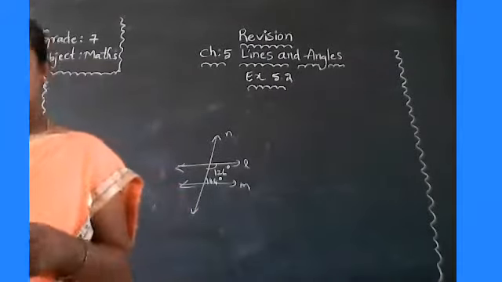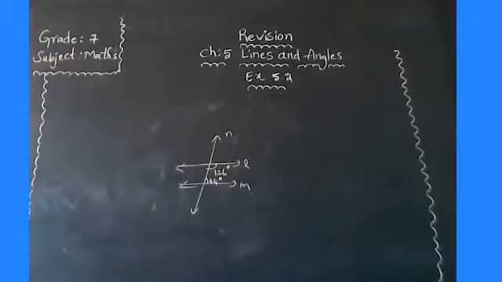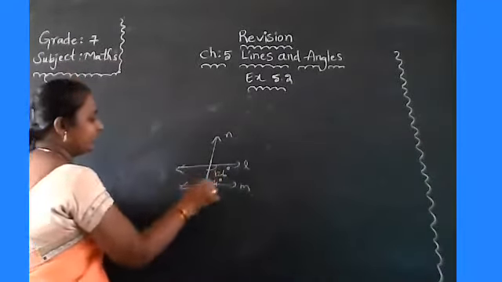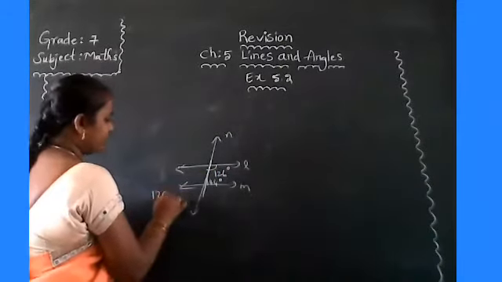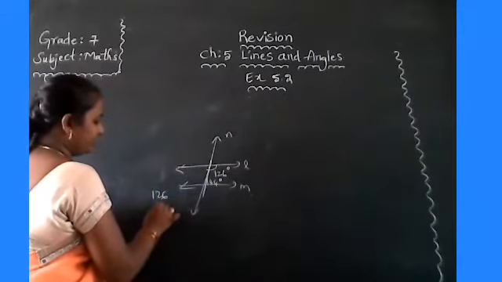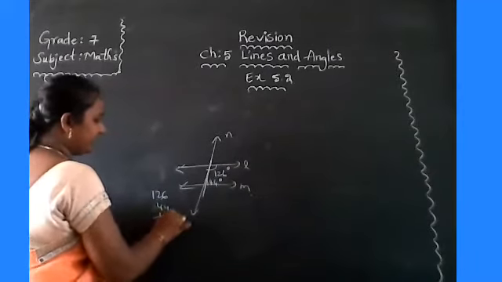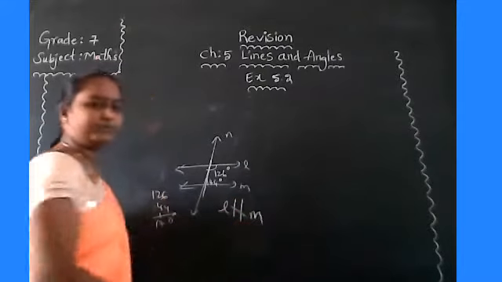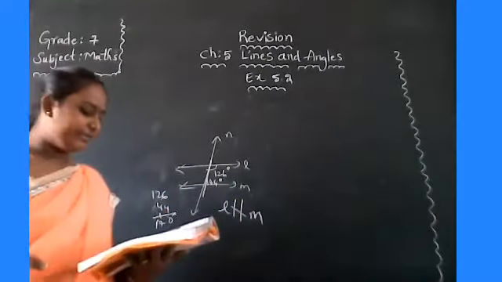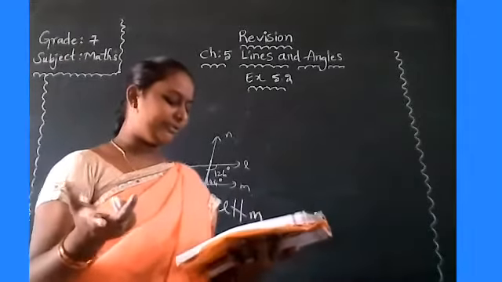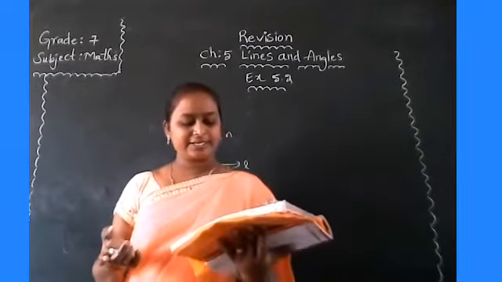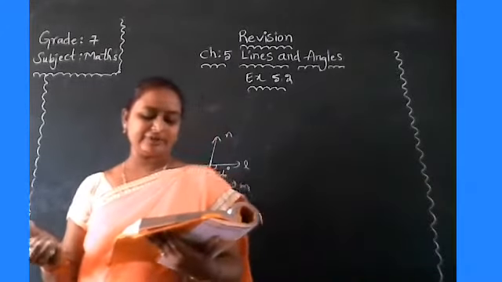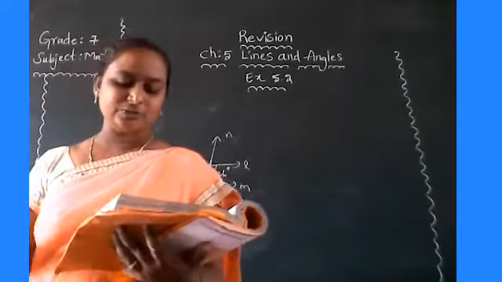Tell me why. The same side interior angles, 126 and 44, give 170 degrees, not 180. So that means L is not parallel to M. Right. Now observe the second one: 75 and 75. These are alternate angles, but here also L is not parallel to M.